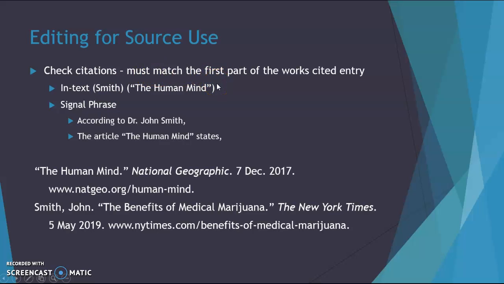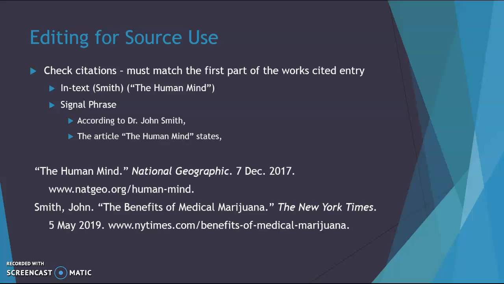A signal phrase works similarly to an in-text citation, but that's written in the sentence itself as opposed to in parentheses at the end. So these 2 are examples of signal phrases: according to John Smith, the article The Human Mind states. So it's typically an according to, or the author or the article title, and then a verb as the 2 options for a signal phrase. Those are the ones used most often.